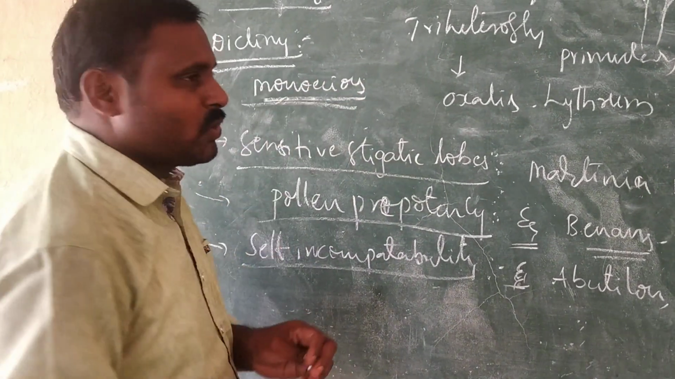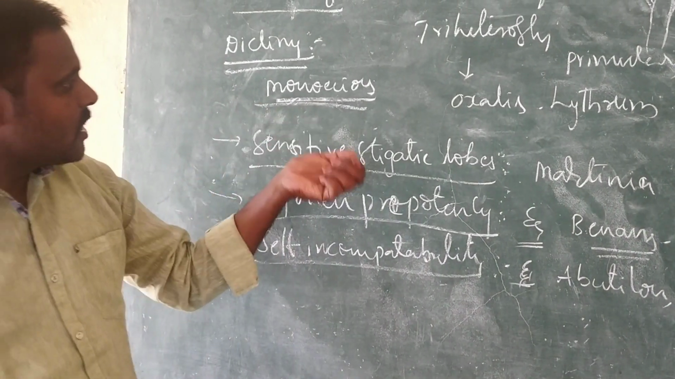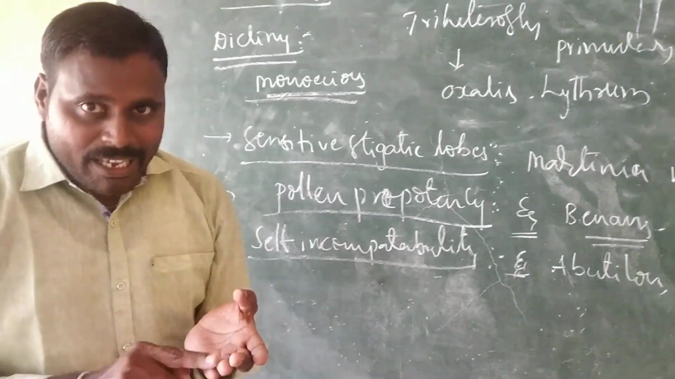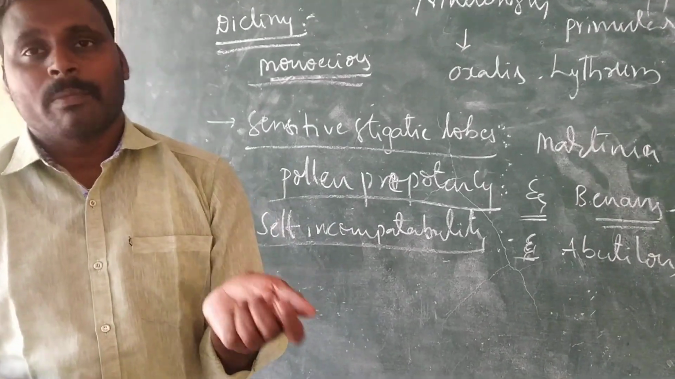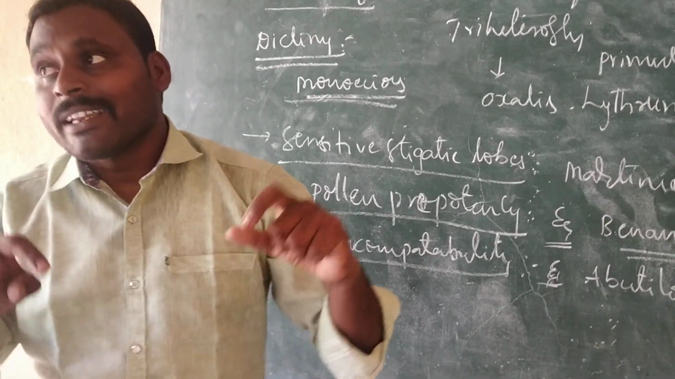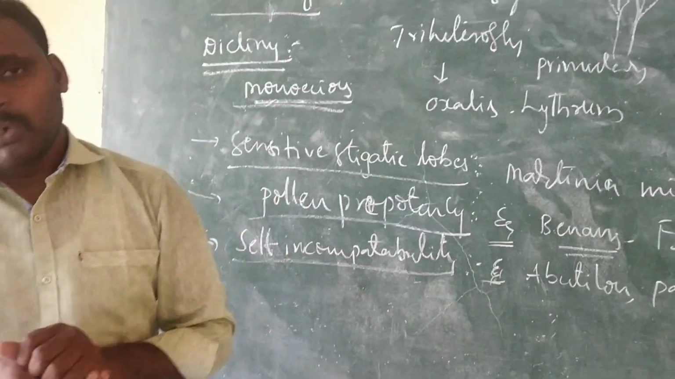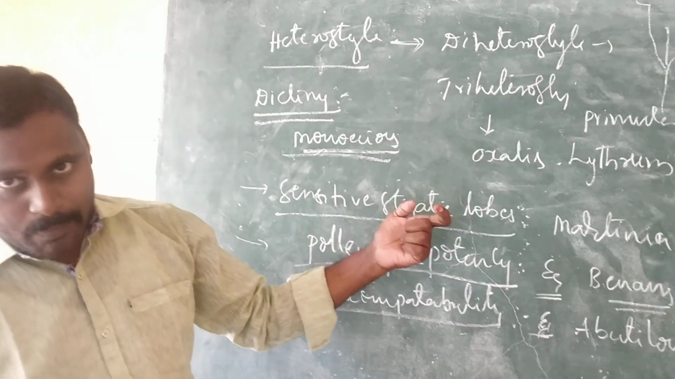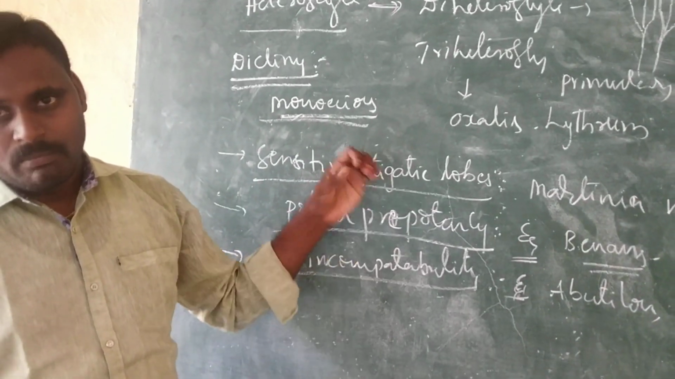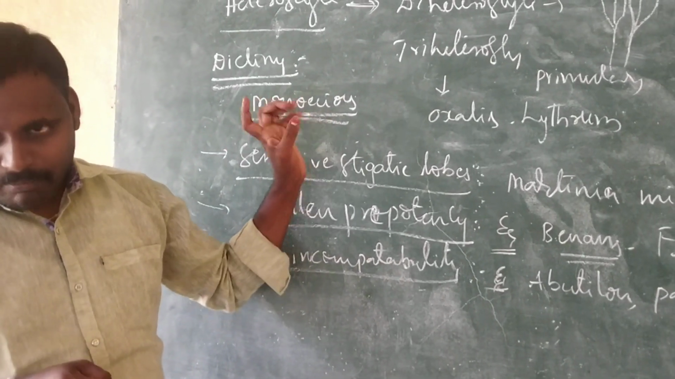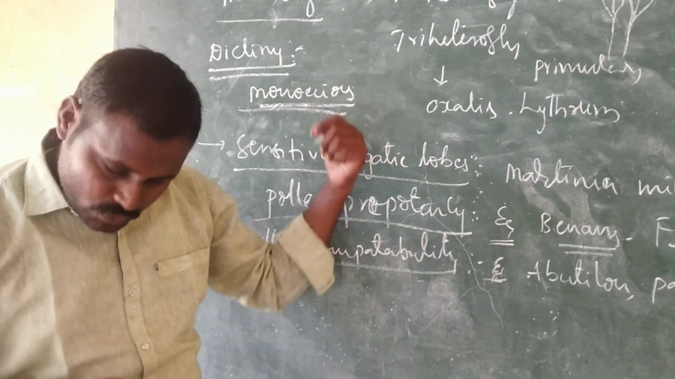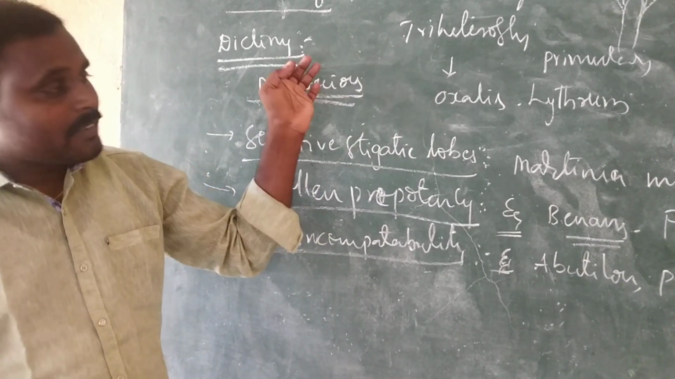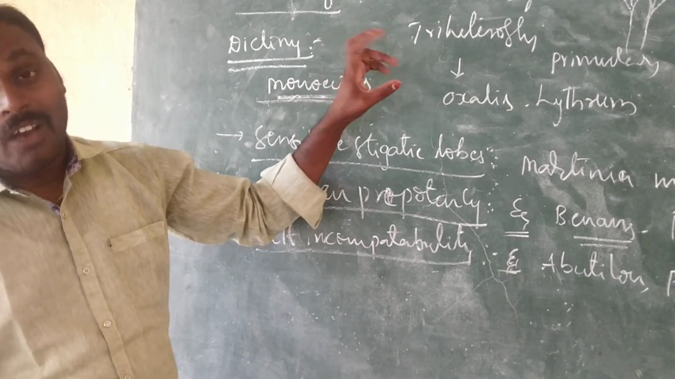What is monoecious? In the previous chapter, reproduction in organisms, we discussed monoecious. Both the male and the female reproductive organs are present on the same plant, but in different flowers. That is called monoecious. The plant is monoecious, but it produces unisexual flowers.